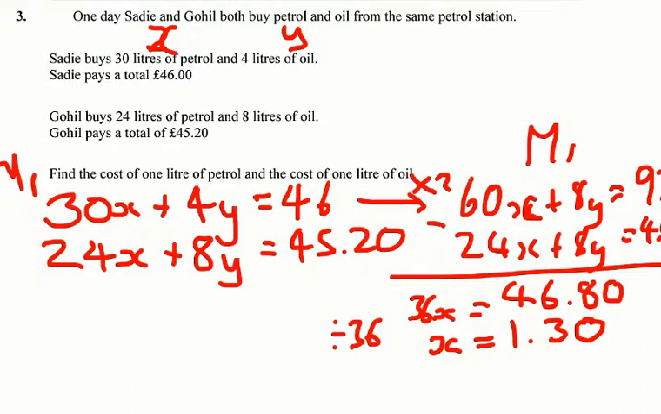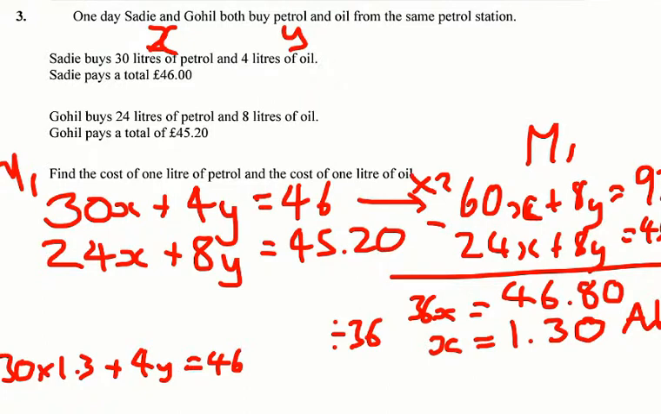Now we need to find the price of oil. So far you've got 3 marks. To get the 4th mark, you now need to substitute that into one of the equations. So I'm going to do the first equation, 30 times 1.3 plus 4y equals 46. And 30 times 1.3 gives us 39.